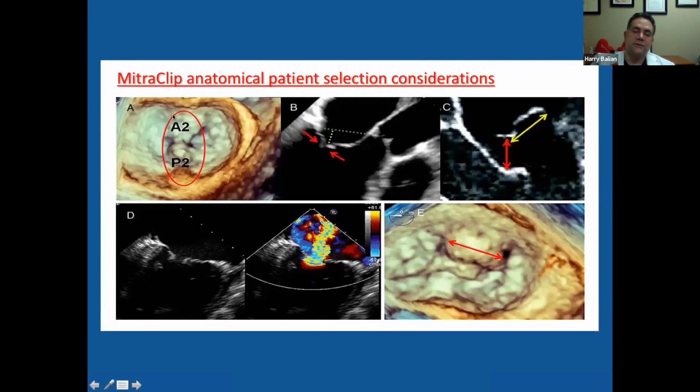So this is a patient, this is a 3D view. This is the mitral valve, the posterior leaflet, and the anterior leaflet. And then you see the central jet. This is where the clip has been placed at the A2P2 level.